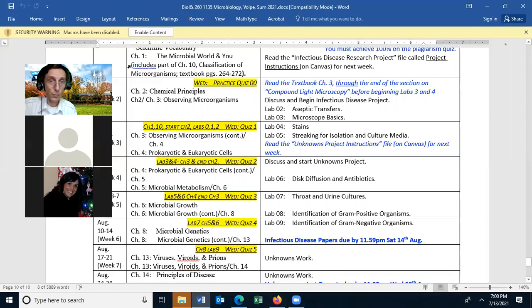So for the lab, we're going to be talking about Lab 2 today, aseptic transfers. Oh my gosh, I have to discuss the infectious disease project as well. Let me talk about the infectious disease project now. This is a project you're going to be working on, and you're going to choose a topic and get it okayed by me to do research on an infectious disease. And it will be due Saturday, August 14th.